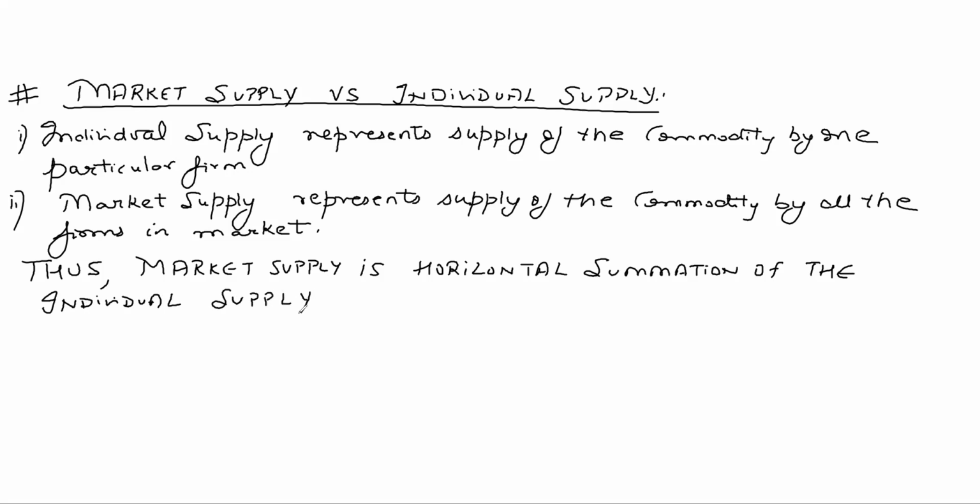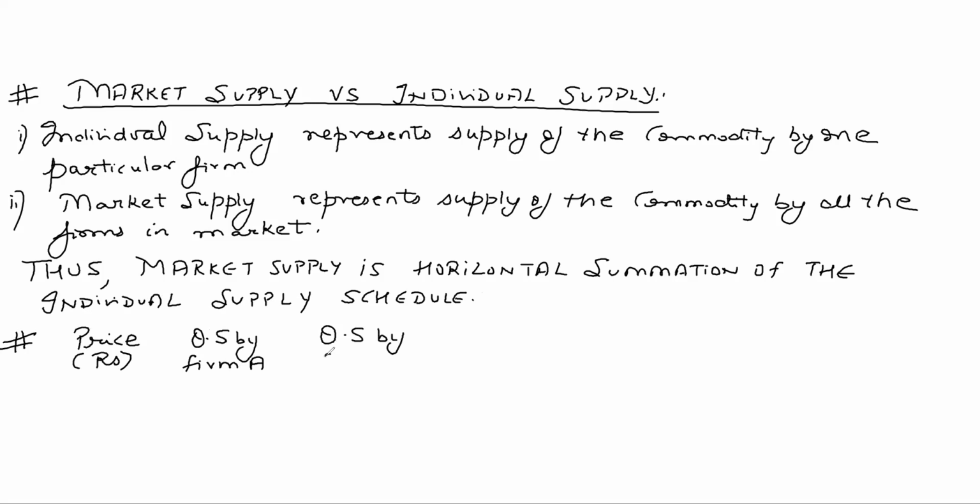Or is the horizontal summation of individual supply schedules. Okay, so I can quickly show you a schedule. This is price. Again, let's take it in rupees. Quantity supplied by firm A, quantity supplied by firm B, assuming that in the market there are only two firms, A and B. What will market supply be? We horizontally add the individual supplies at every price.